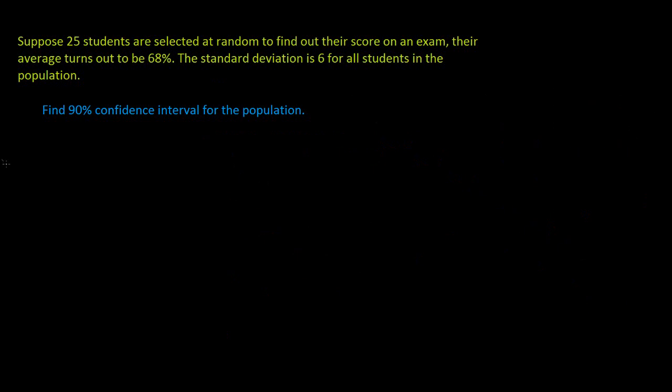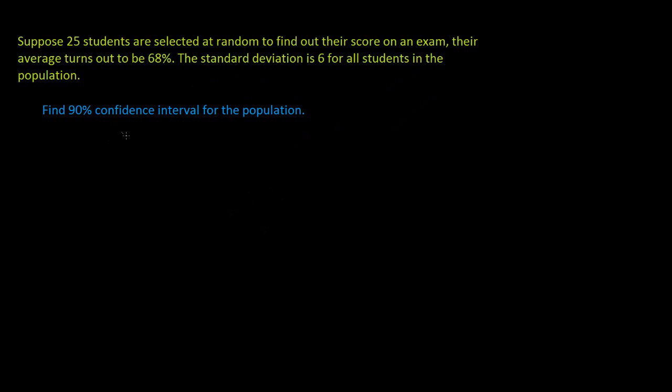Okay, so suppose 25 students are selected at random to find out their score on an exam. Their average turns out to be 68%. The standard deviation is 6 for all students in the population. Find the 90% confidence interval for the population. Okay, so another thing you're going to need in order to actually solve confidence interval problems is the standard deviation. So your sample needs to be normally distributed, and you need the standard deviation.